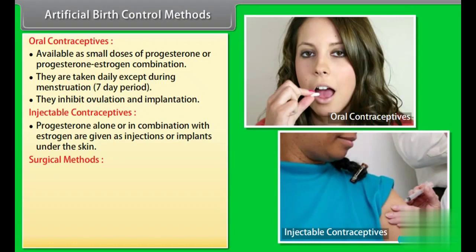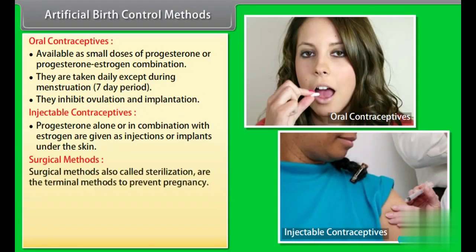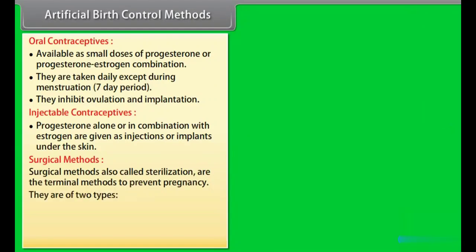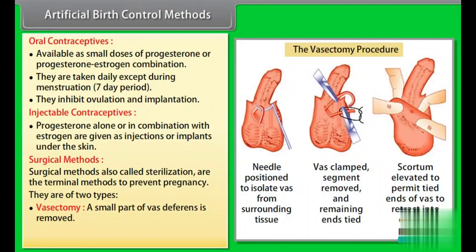Surgical methods. Surgical methods, also called sterilization, are the terminal methods to prevent pregnancy. They are of two types. Vasectomy. A small part of the vas deferens is removed. Tubectomy. A small part of the fallopian tube is removed.